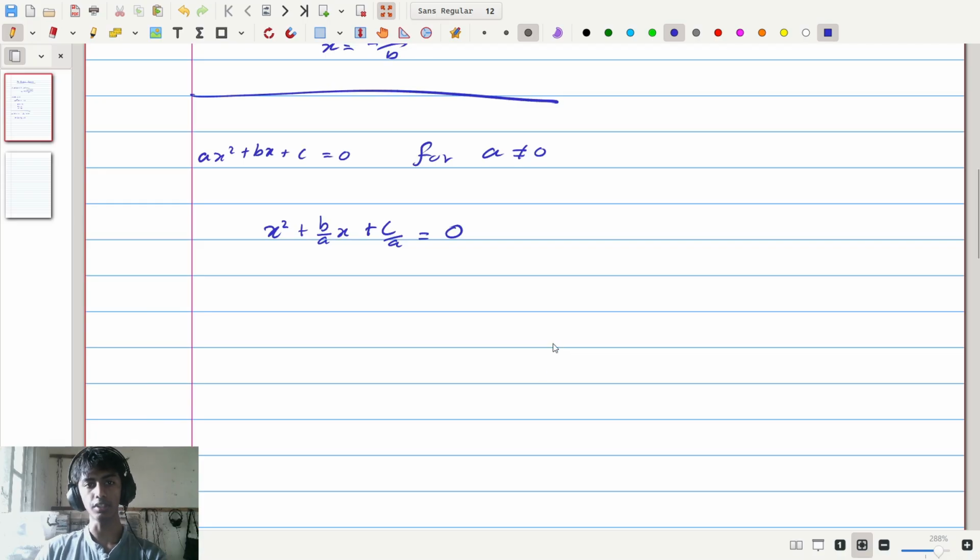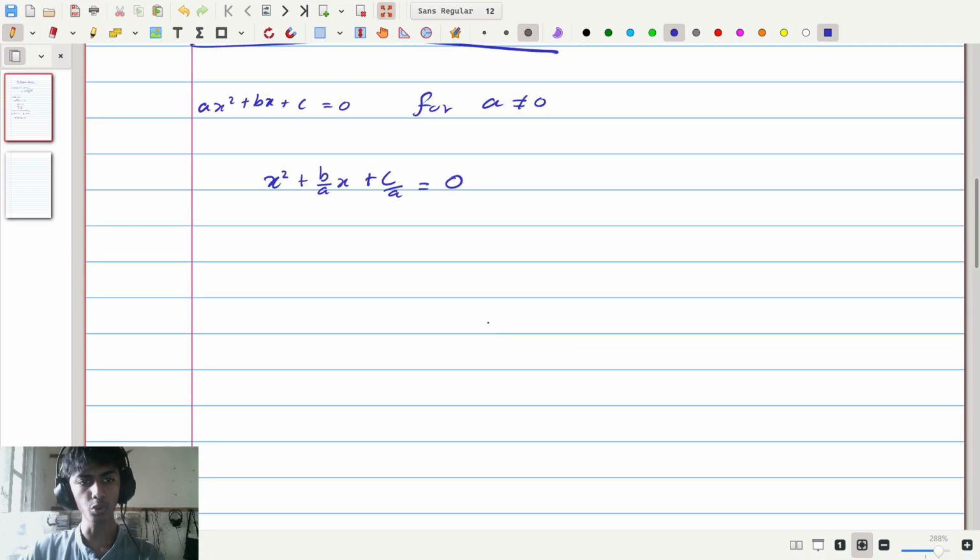So then we have this. The next thing we're going to do is take this c divided by a to the other side. So we get that x squared plus b divided by a x is equal to negative c divided by a. The next thing we're going to do is try to complete the square on the left hand side.